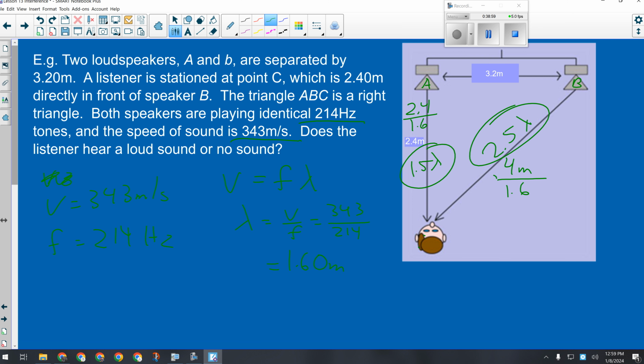Loud. That person hears a loud sound because 2.5 minus 1.5 is 1. Okay? If there is only one wavelength difference, then that person is going to experience constructive interference. So we would have 2.5 minus 1.5 equals 1 wavelength. That means constructive and loud.